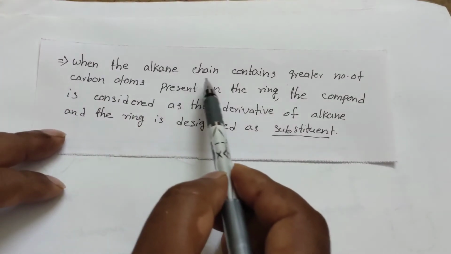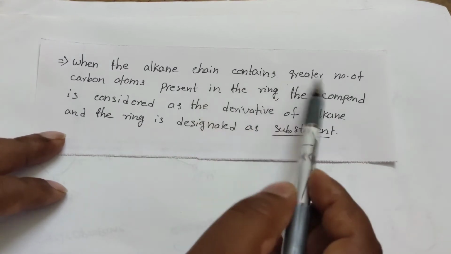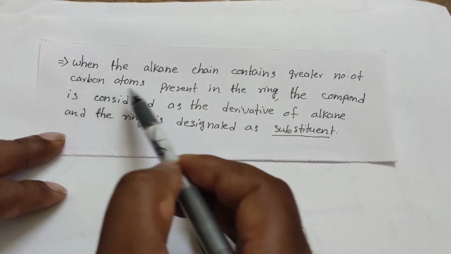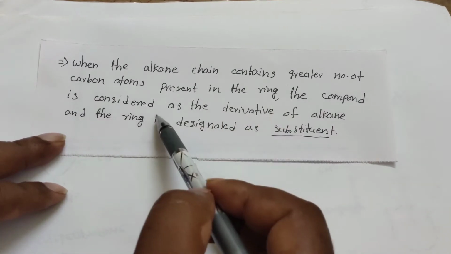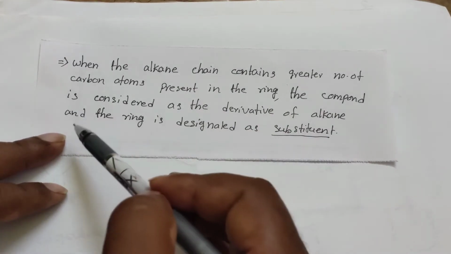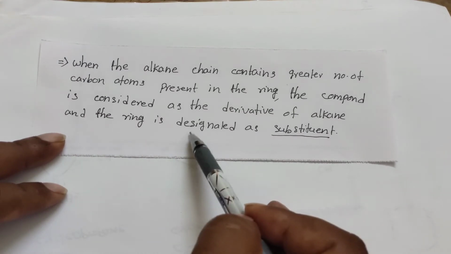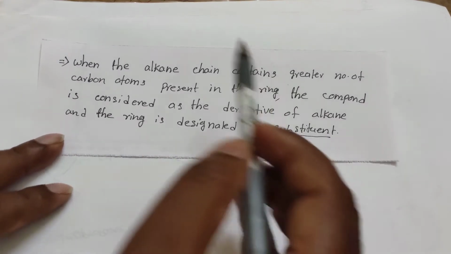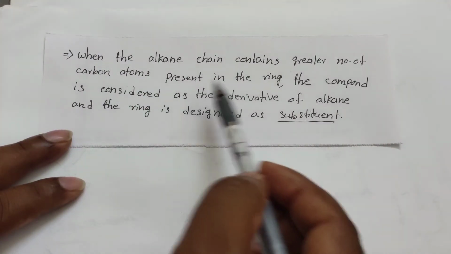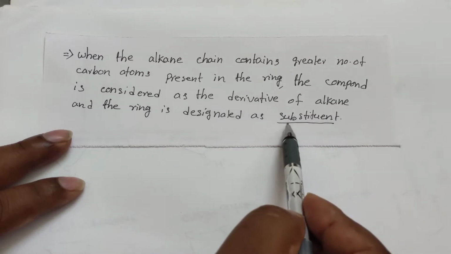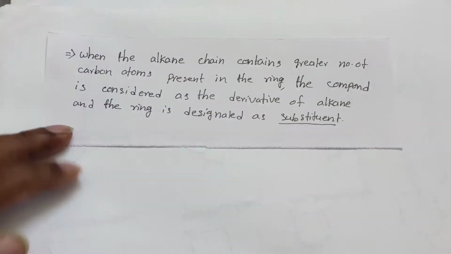When the alkane chain contains a greater number of carbon atoms than the ring, the compound is assigned as a derivative of the alkane and the ring is treated as a substituent. So look here: compared to the ring-containing carbons, the side chain contains more carbons. In that case, the ring acts as a substituent. For example, here I am writing one of the structures.